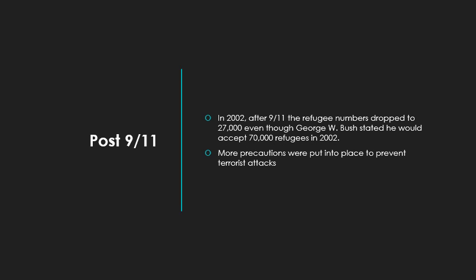This is post 9/11, and in 2002, after 9/11 actually happened, the refugee number dropped to 27,000, even though George W. Bush stated he would accept 70,000 refugees in 2002. But there was a lot of turmoil, and everybody was worried about terrorist attacks happening, and nobody knew what exactly was happening, so everybody would rather be safe. There were also more precautions that were put into place to prevent terrorist attacks, which also affected refugees who were just attempting to get to a safer country for their own good and for their family's own good.